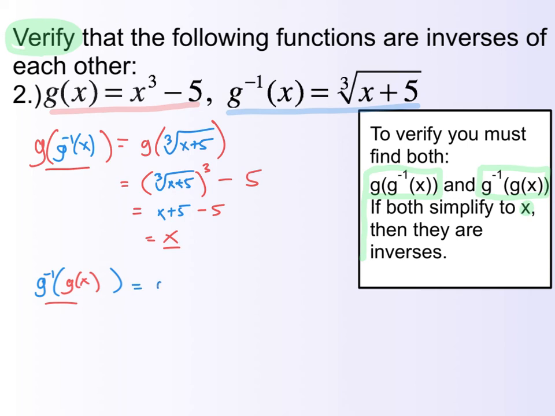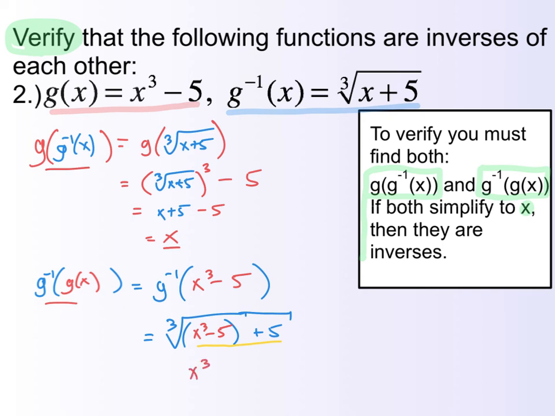I have to find then g inverse of g, and g is x to the third minus 5. Okay, and now g inverse tells me I need to take the cube root of something and add 5 first, actually. And I'm going to take x to the third minus 5. And again, I have to add 5 first. So inside there, x cubed minus 5 plus 5. That will get me x to the third. And then I need to take the cube root of that, and it does in fact equal x.